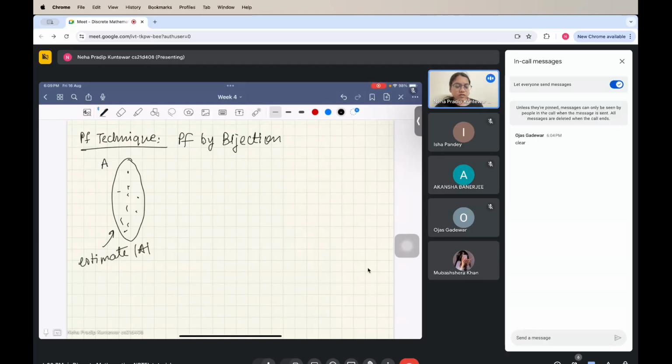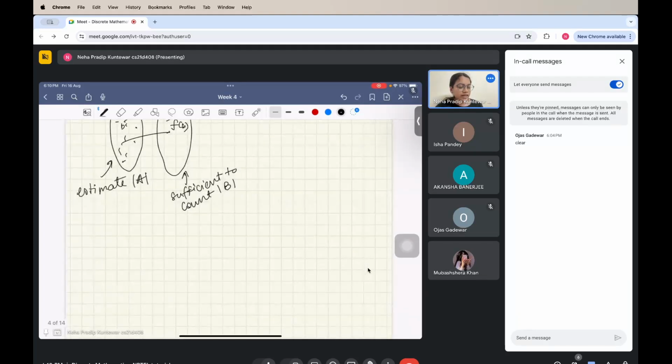So what you do is, you convert it into another problem, or say another set, such that every element here has a unique image here. So there is a function that gives you a unique image for each of the elements here. So it's sufficient to count the size of B, which is easy to count typically, and therefore this gives you the size of A. So that is the idea.